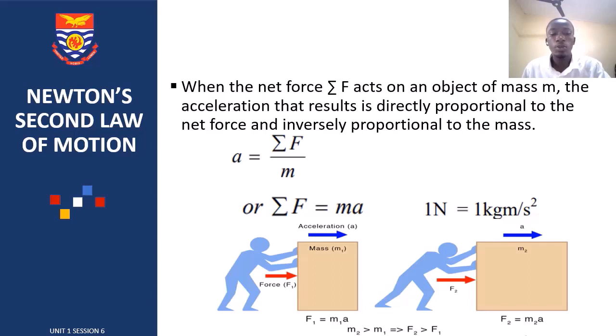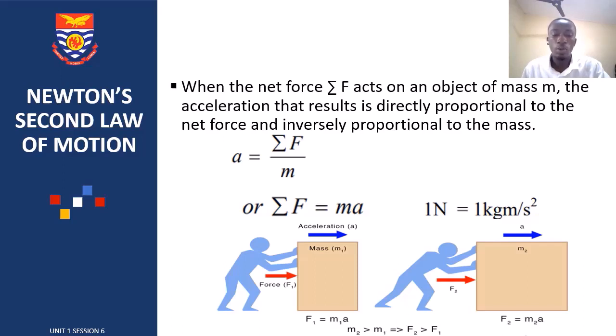Newton's second law of motion. Newton's second law of motion explains the force, that's the net force, and the acceleration, and relates them when they are acted upon a mass. So Newton's second law of motion states that when a net force acts on an object of mass, say m, the acceleration that results is directly proportional to the net force and inversely proportional to the mass.